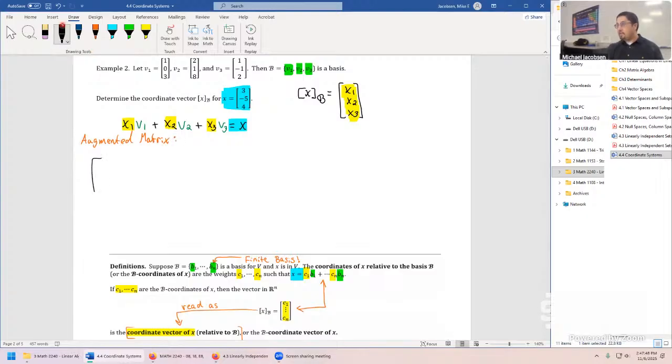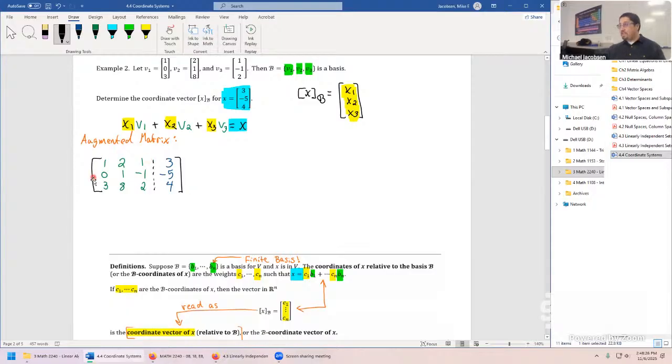Given this way, for columns 1, 2, and 3, we import the vectors v1, v2, v3 from the basis here. They're defined on the left. So it goes 1, 0, 3, 2, 1, 8, 1, negative 1, 2. Now we're going to augment with the vector x, 3, negative 5, 4. The variables are x1, x2, x3. So the moment we solve this, our work is done.